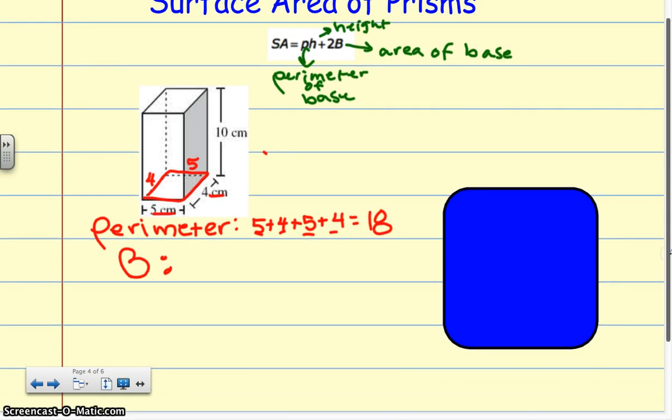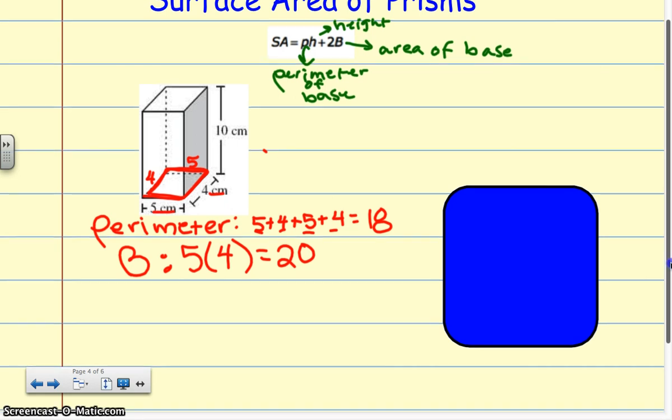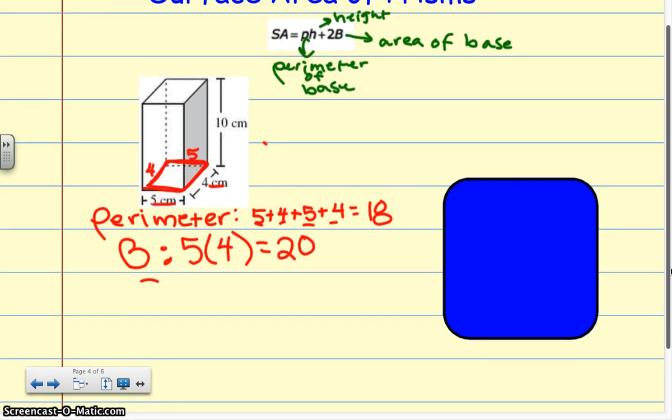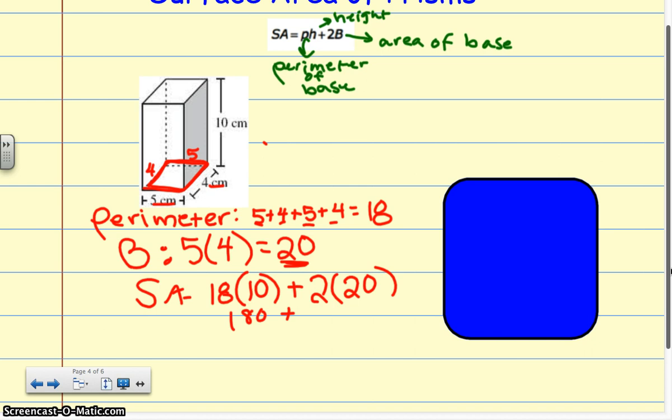The area of my base, it's a rectangle, so it would be 5 times 4, which is equal to 20. Now I can plug in. My surface area is going to equal the perimeter of my base times my height plus 2 times the area of one base. 180 plus 2 times 20 is 40. 180 plus 40 is 220 centimeters squared.